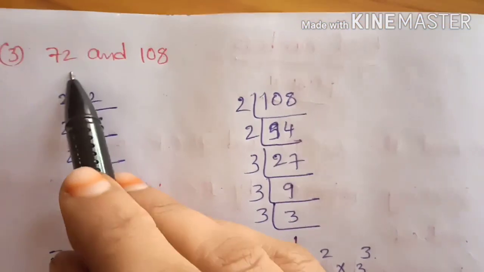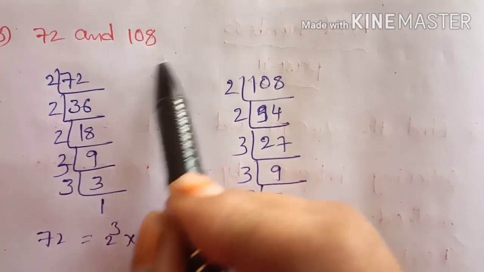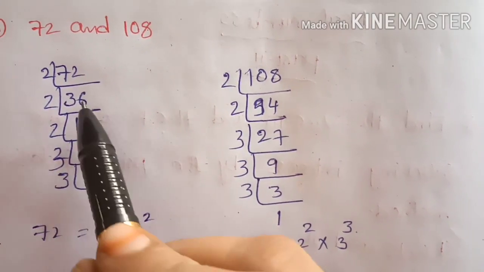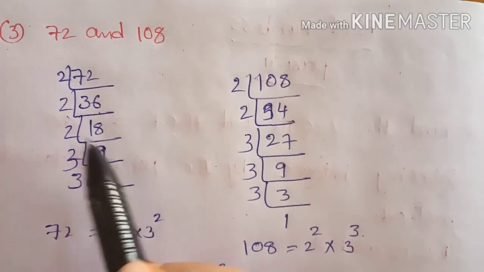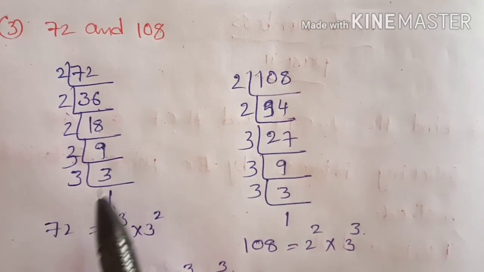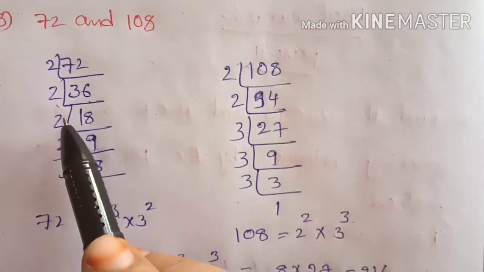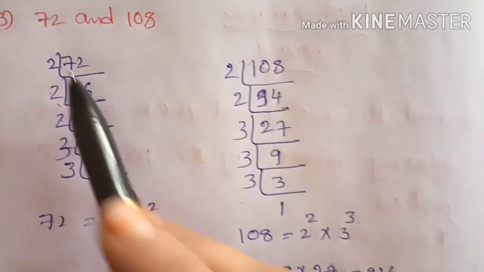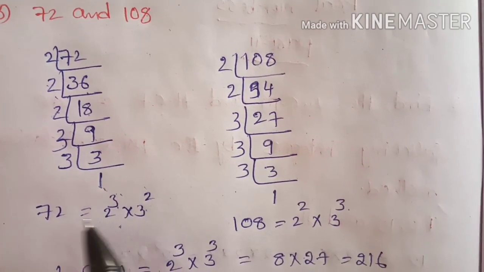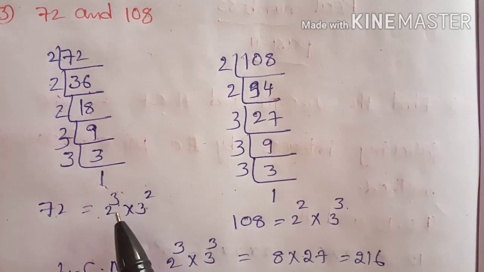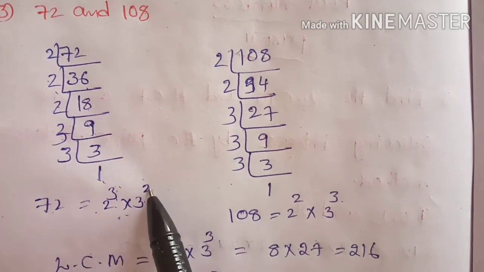Next question, 72 and 108. First, you write prime factorization. 2 thirty-sixes are 72, 2 eighteens are 36, 2 nines are 18, 3 threes are 9, 3 ones are 3. How many 2s? 1, 2, 3. 2 power 3. How many 3s? 3 square. Then 72 is equal to 2 power 3 and 3 square.